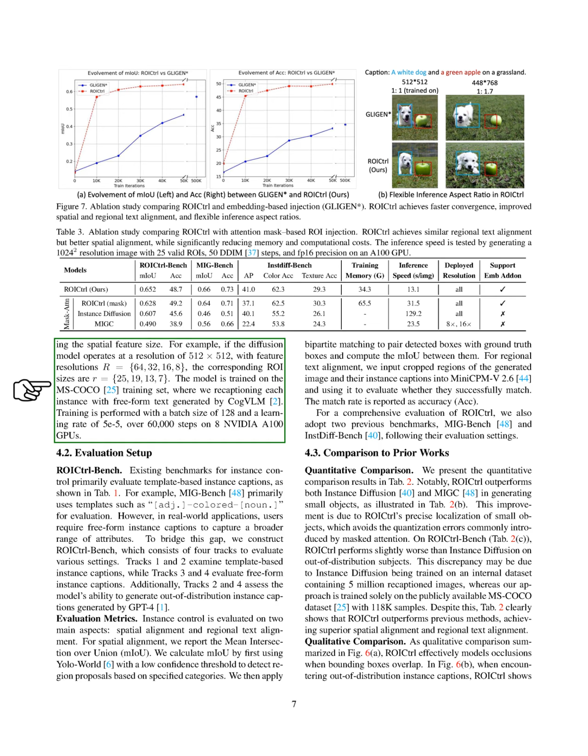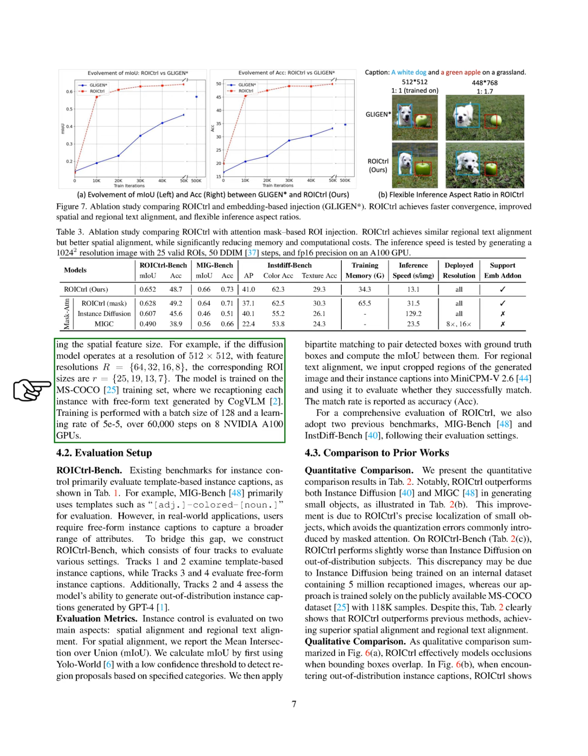We train our model on the MS-COCO dataset, recaptioning each instance with free-form text generated by CogVLM. Our training involves a batch size of 128 and a learning rate of 0.00005, conducted over 60,000 steps using 8 NVIDIA A100 GPUs. For evaluation, we create ROICtrl bench.